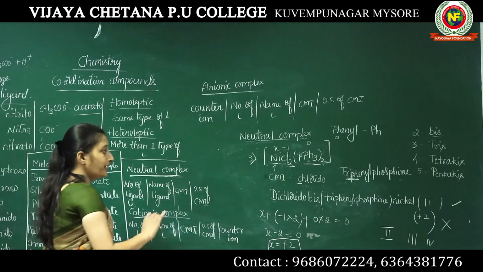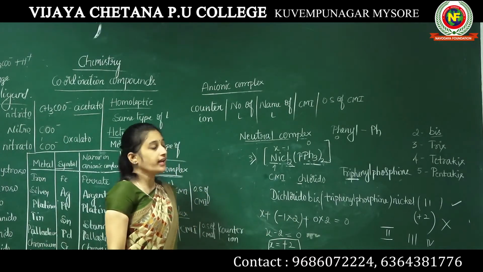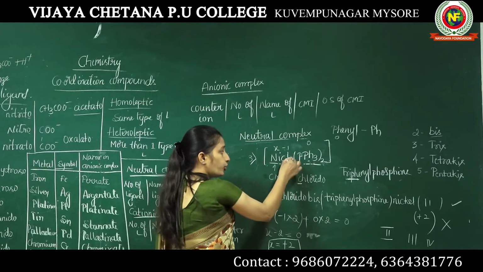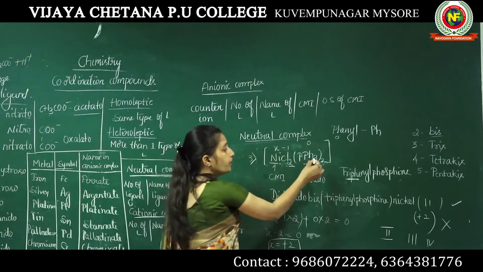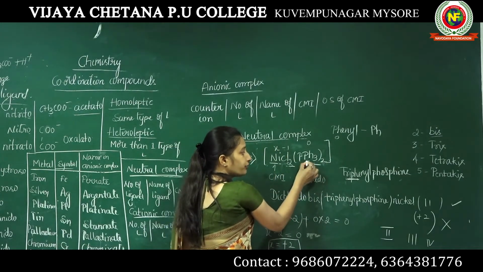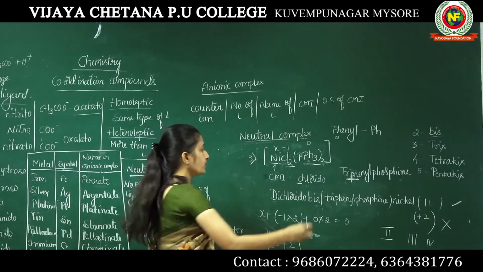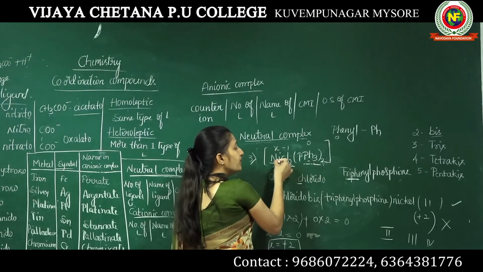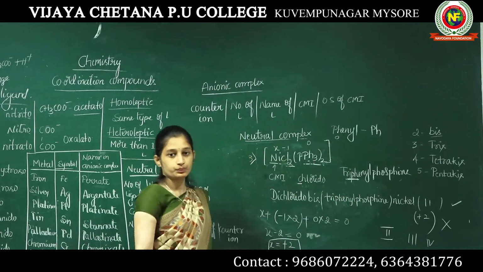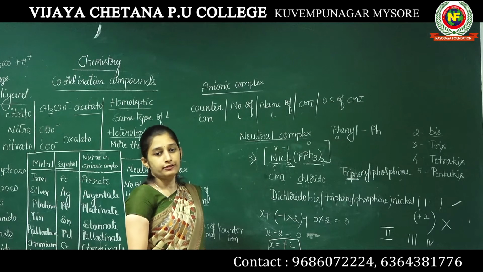Yavattu just 2 lines. Suppose 3 idre idara, 4 idre like this. Then finally name over. What is the name for this? Dichlorido bis(triphenyl phosphine) nickel(II). Bis triphenyl phosphine, another 2 times there. Bis triphenyl phosphine nickel 2. This is the name for this.